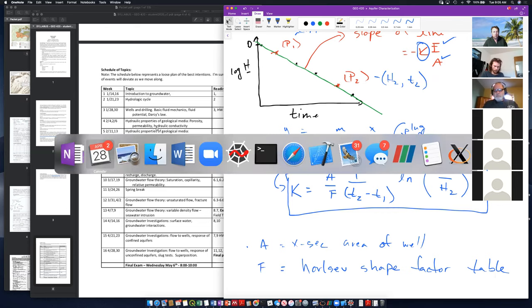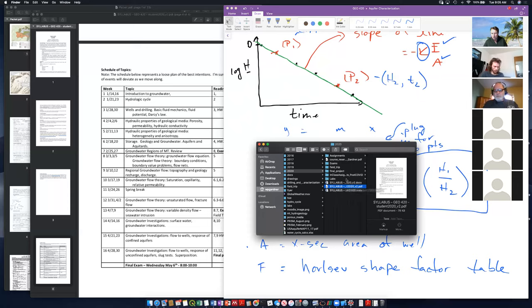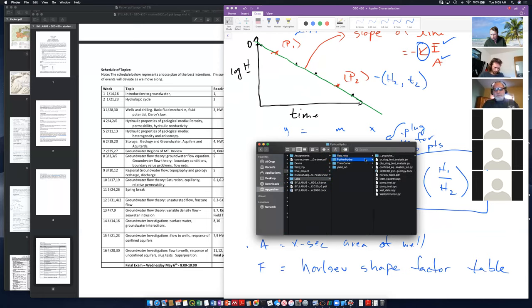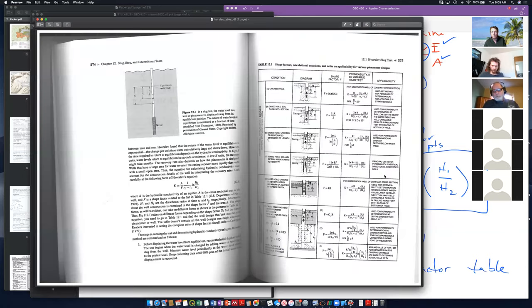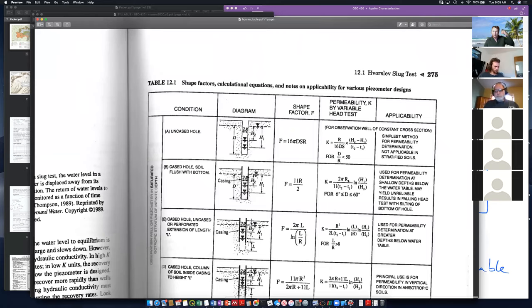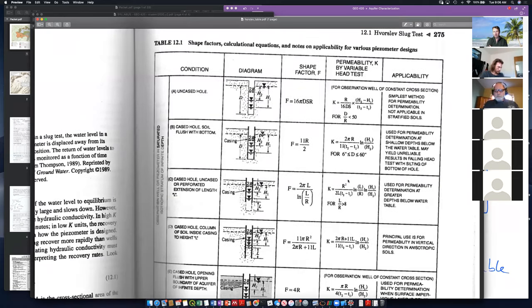Now, let's see. If I can pull it up for you guys. All right, so this is table 12.1 in your book. And it gives you shape factors, F, for a bunch of different well configurations.